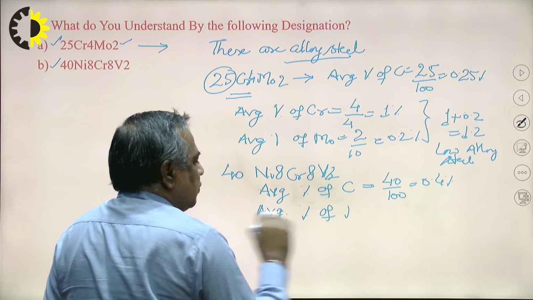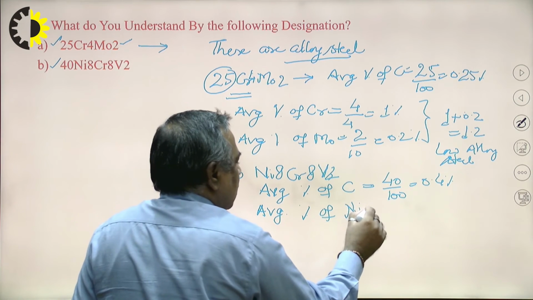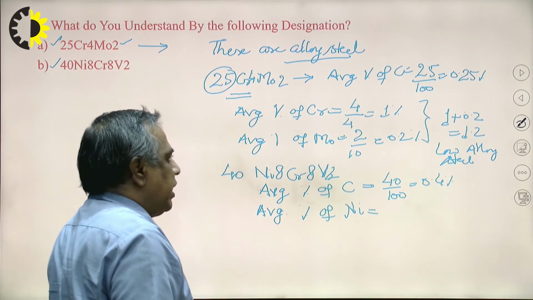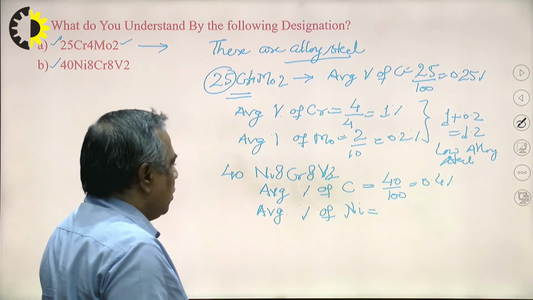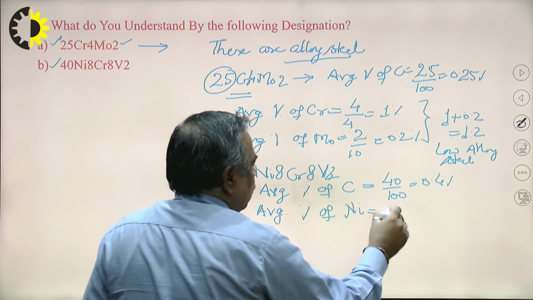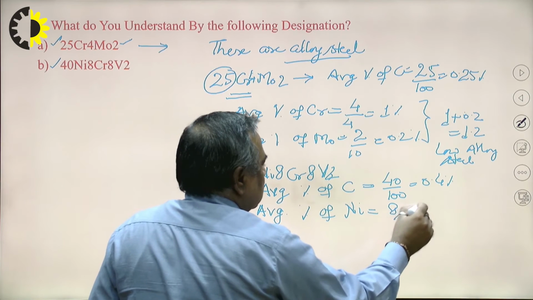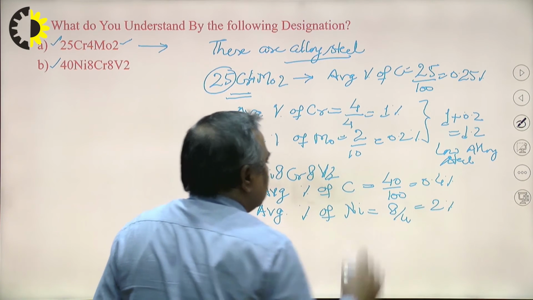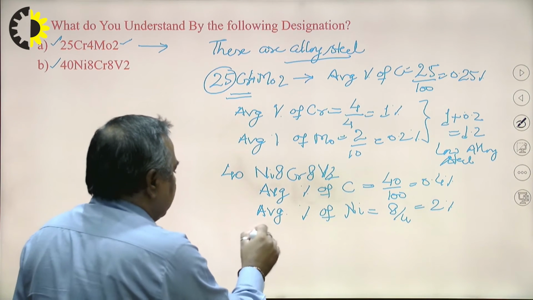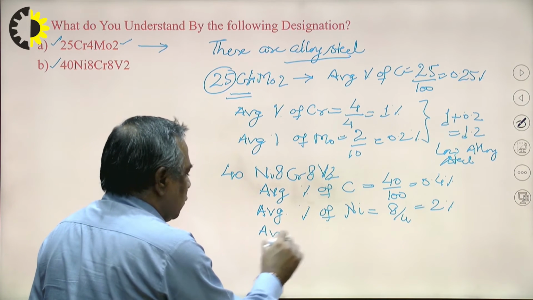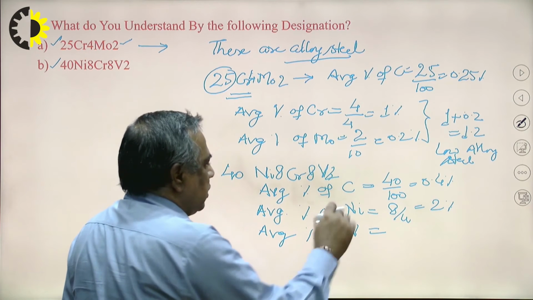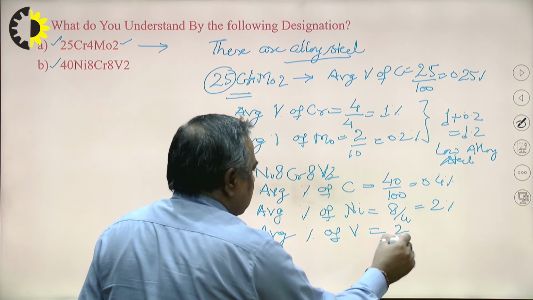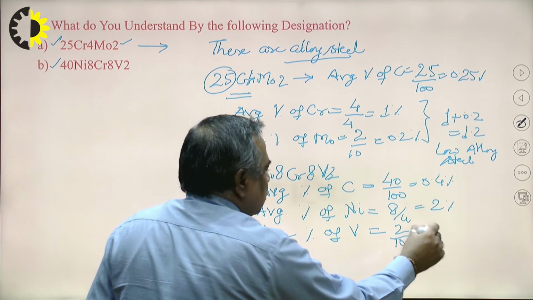Average percentage of nickel. The multiplying factor I have to refer here for nickel is 4, so it is 8 by 4. This is 2%. Similarly, average percentage of vanadium, it is 10. If you refer to the table, then it will be 0.2.